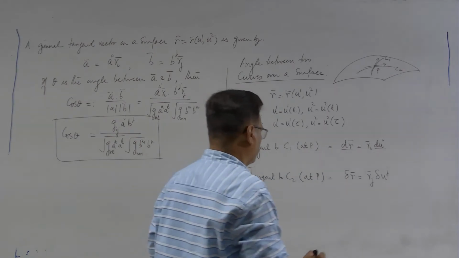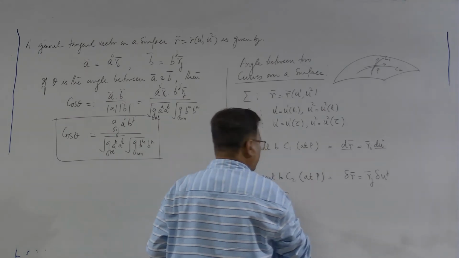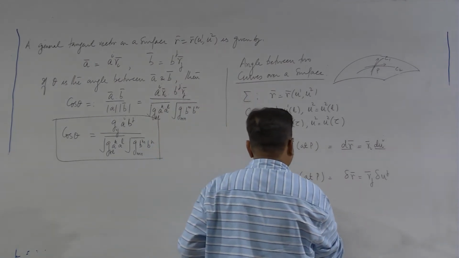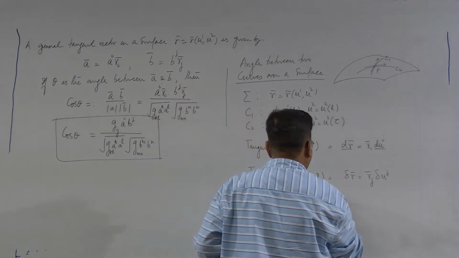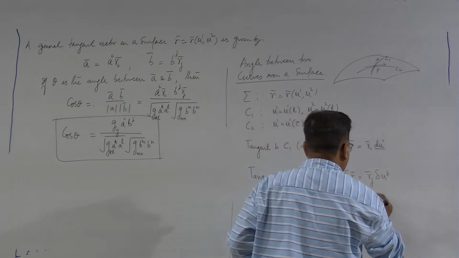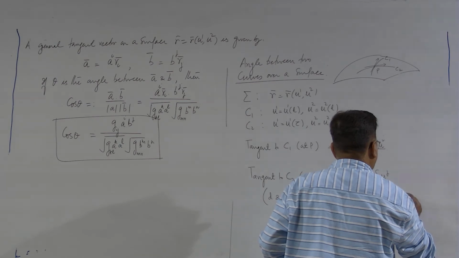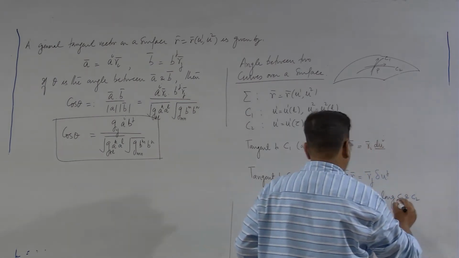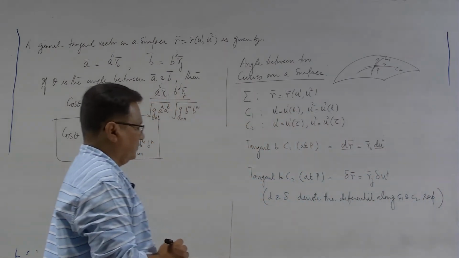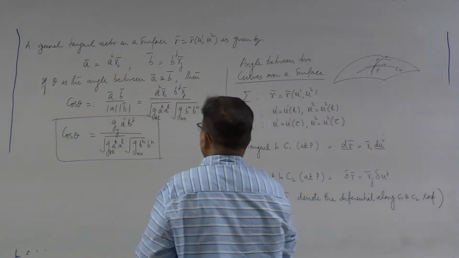Okay. So, you should note down here that d and delta both denote the differential operator, or in short differential, along C1 and C2 respectively. Okay. So, this is visible, I hope. Okay.